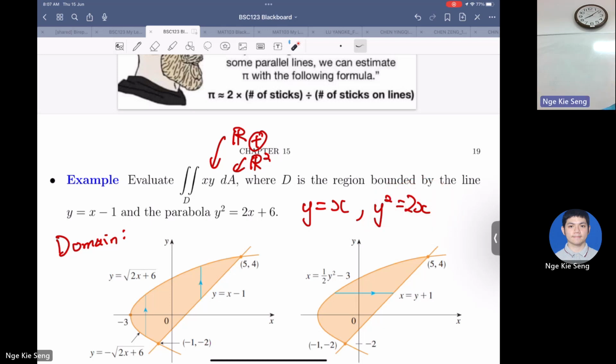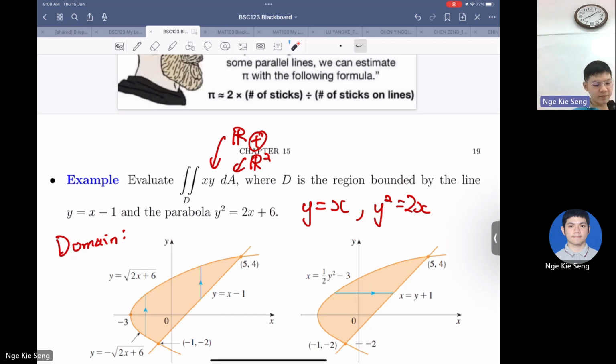If you add some random number, you are just shifting the graph. So y equals x minus 1 is y equals x shifted down by 1, and y squared equals 2x plus 6 is y squared equals 2x shifted by 6. Do you know how to find the intersection point? You just substitute the equations into each other and then find the intersection point.